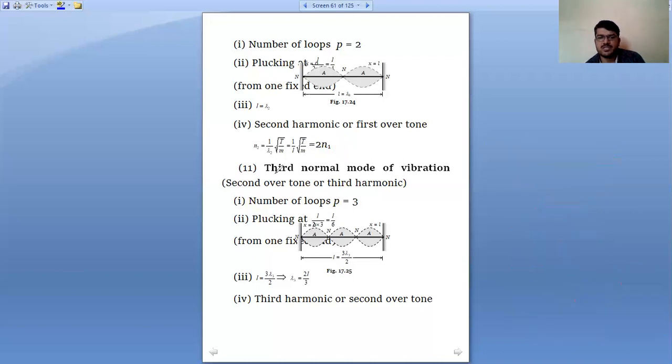Now you can see this is the third mode of vibration. This is called the second overtone, or third harmonic. Before, we finished the second harmonic; now this is the third harmonic. Another name, you can see, is second overtone. Before it was the first overtone. When you go through the last class notes, you will understand that. So I am writing third harmonic here.